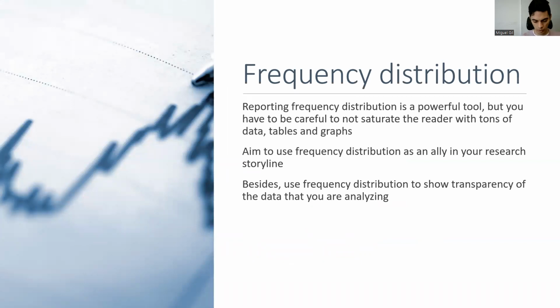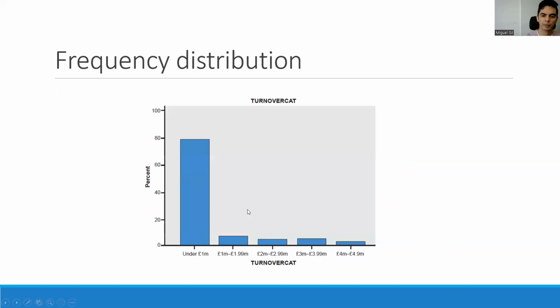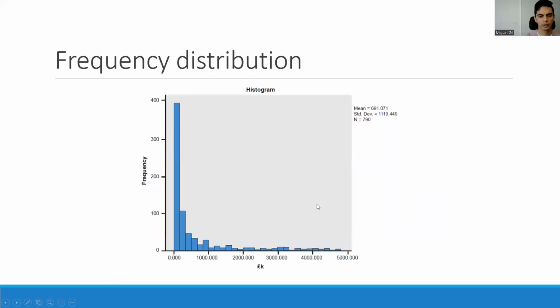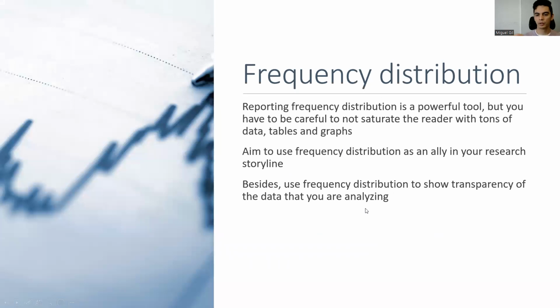So in the end, a conclusion about frequency distribution is that it's a very powerful tool. But at the same time, try not to saturate the reader with tons of data tables and graphs. Maybe that's my style: I would prefer this because it's the simplest way, and I want to show that 80% of the companies fall into the smallest group. Probably I will just show this, but maybe you are okay with this. So try not to overwhelm the reader with that. And in the end, use this to your benefit, use this strategically.